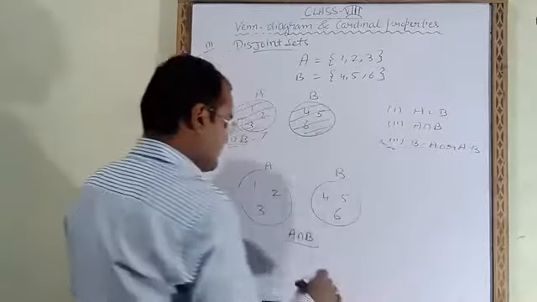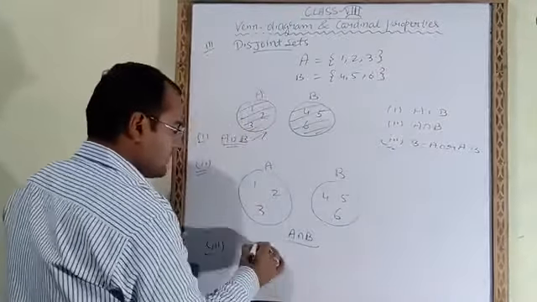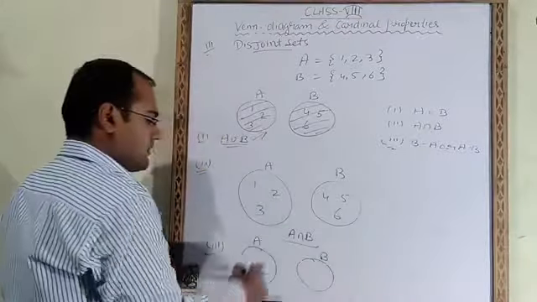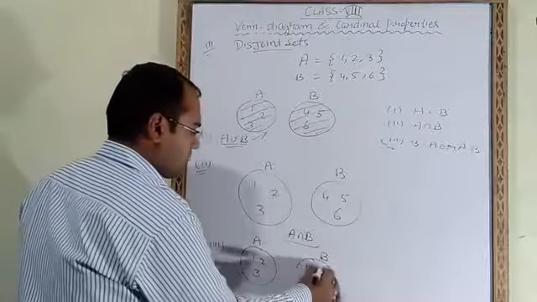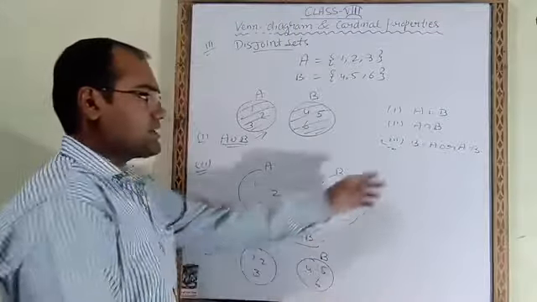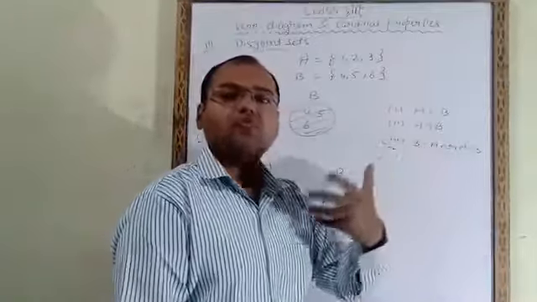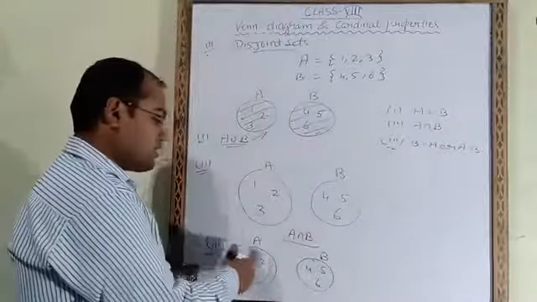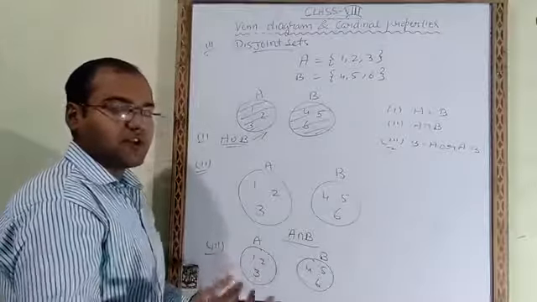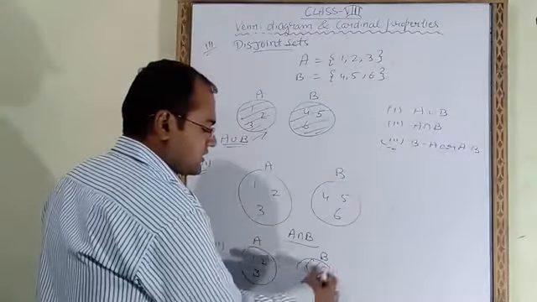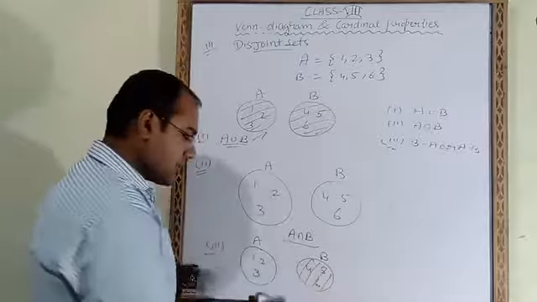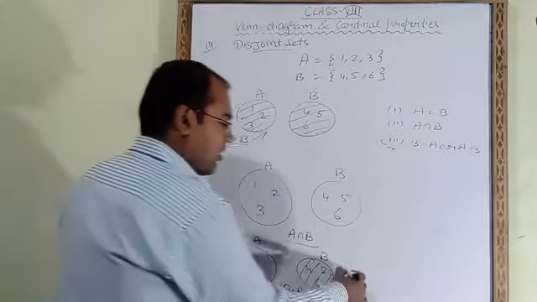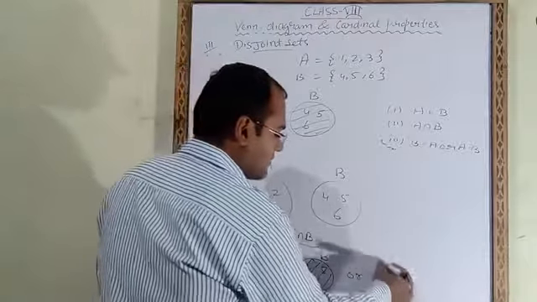Third is B minus A. B minus A means from B we have to remove A. We have to remove A elements, so no need to take these A elements. What elements will remain? B elements. So this is shaded. This much part we have to shade, and here we write B minus A.